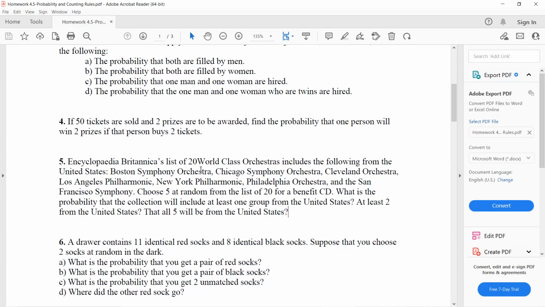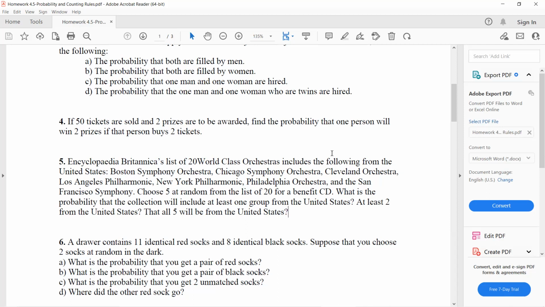They have the Boston Symphony Orchestra, that's 1. The Cleveland Symphony Orchestra, that's 2. The Los Angeles Philharmonic, the New York Philharmonic, the Philadelphia Orchestra, and the San Francisco Symphony. I count 6. Is it 6 or 7? Let me see. It's 7. So 7 of the 20 are from the United States, is what this is telling us.